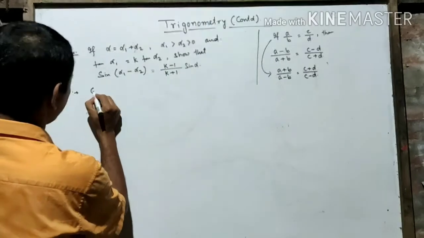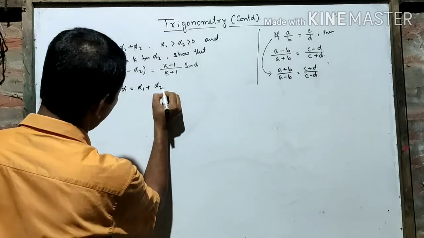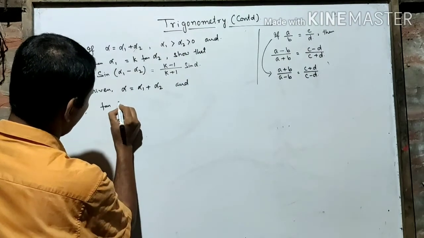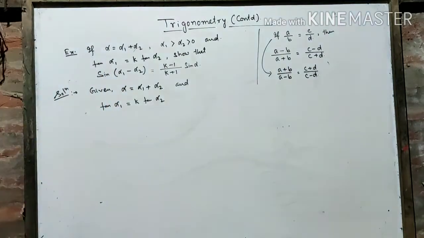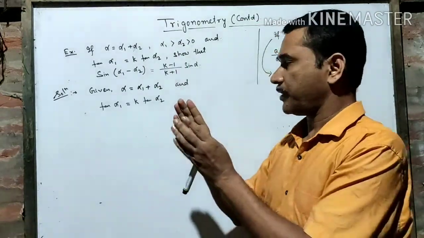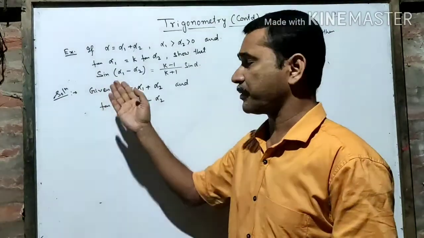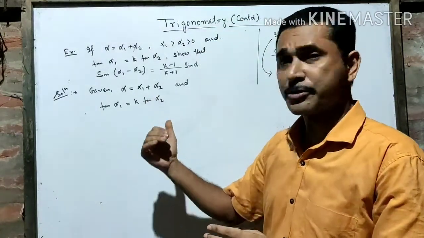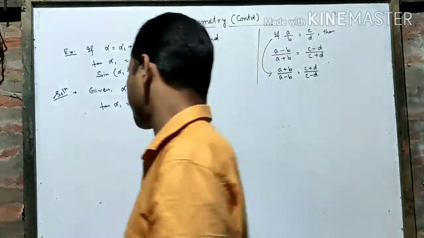So let's start. What is given? One thing is given that alpha is equal to alpha 1 plus alpha 2. And another thing given is tan of alpha 1 is equal to K tan of alpha 2. Here it is sine of alpha 1 minus alpha 2. This formula does not include tan. What is this formula? Sine of A minus B is equal to sine A cos B minus cos A sine B. So the term should be in form of sine and cos.